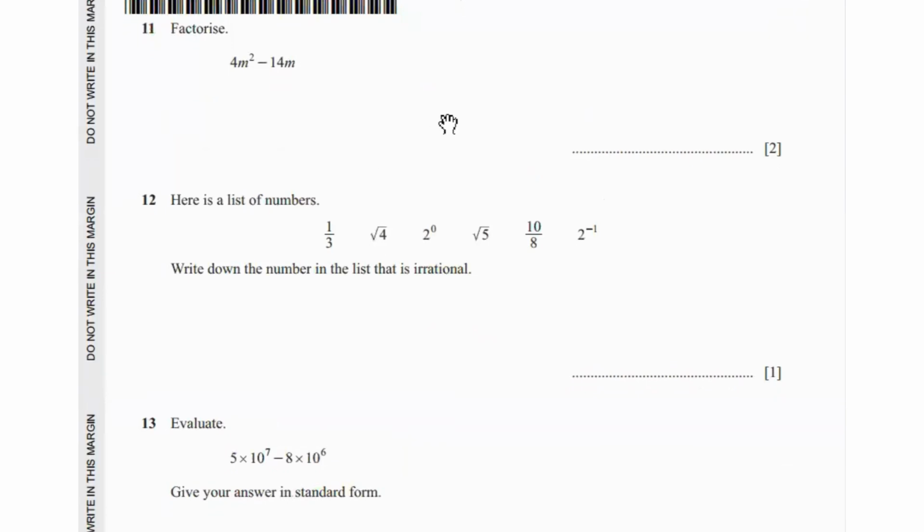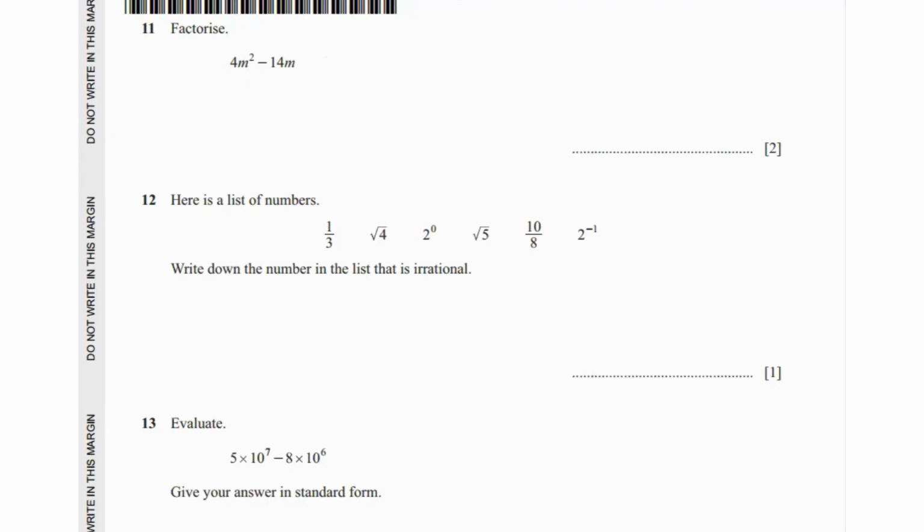Question 11 says factorize 4m squared minus 14m. Whenever they're asking us to factorize an expression, we first look at whether there's a highest common factor present. Over here, we can see that both 4 and 14 are even numbers, which means they come in the same times table, and they have an m attached.